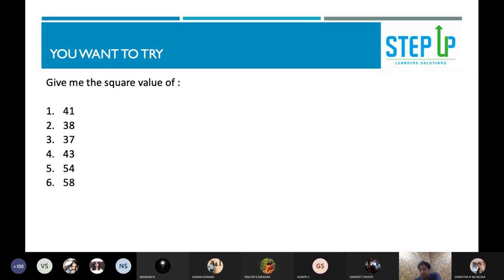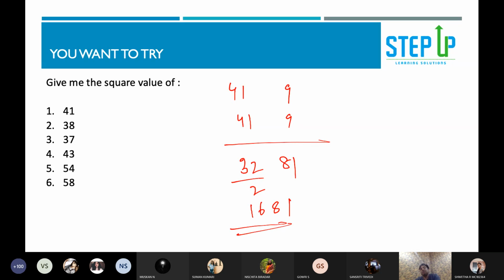I'm just explaining that question again to people. 41: 50 minus 41 is how much? 9. 41 minus 9 is 32. 9 square is 81. You divide 32 by 2, you get 16, so 1681. That should be your answer, right? The same thing. The only extra thing you're doing is dividing the first number by 2.